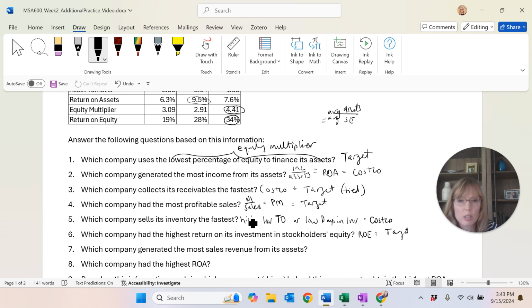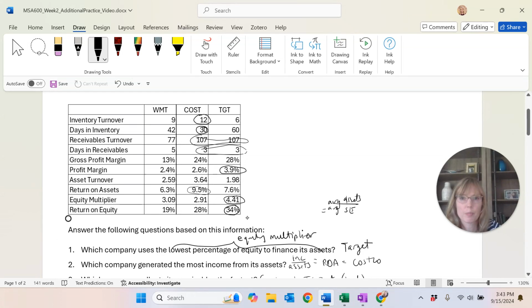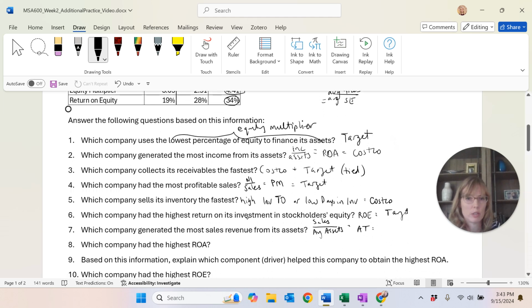Which company generated the most sales revenue from its assets? All right, so which formula looks at the amount of sales that are generated from the company's average total assets? This would be asset turnover. Which company had the highest asset turnover? We see it's Costco, 3.64.